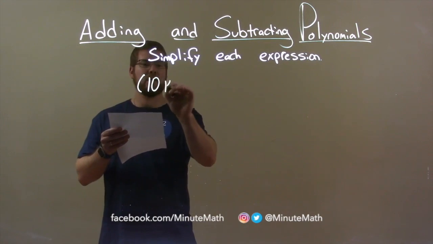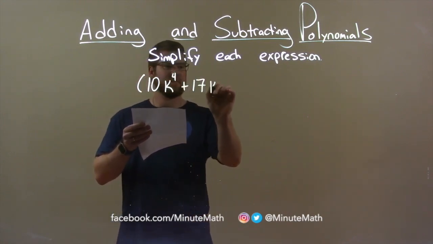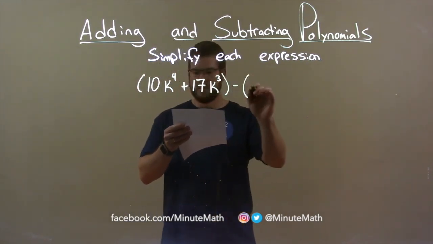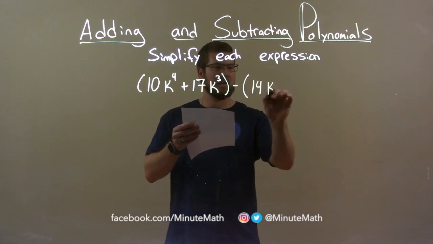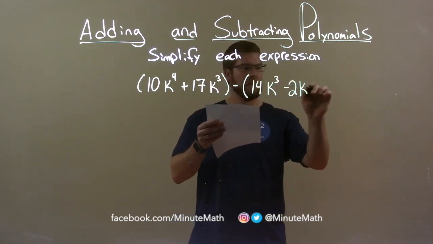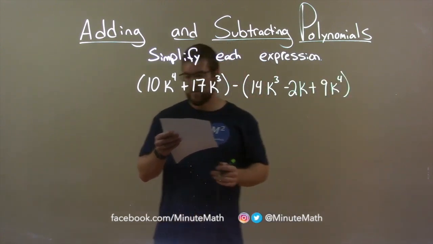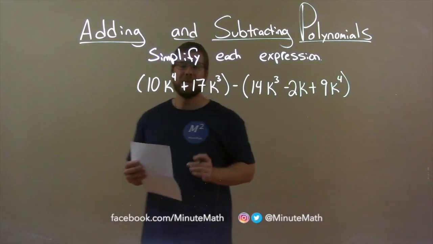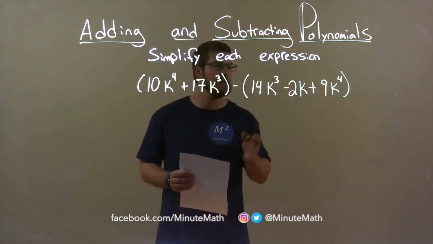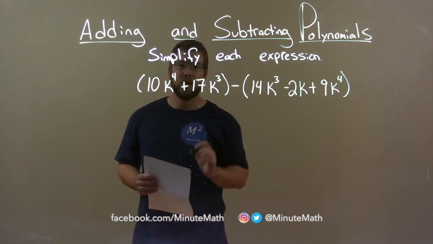10k to the fourth plus 17k to the third minus 14k to the third minus 2k plus 9k to the fourth power. Okay? Now within each parenthesis, there's nothing that I can simplify. I always check for that first. There's no like terms there. So I want to now distribute this minus sign.